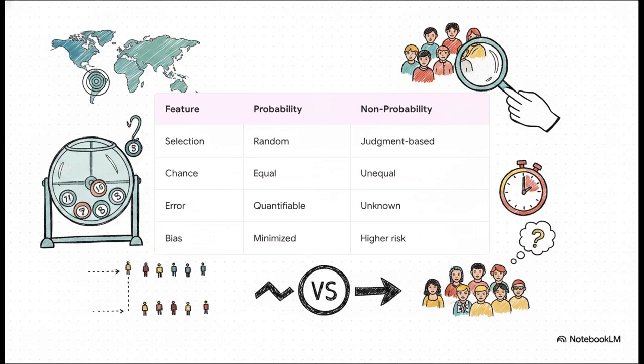On the flip side, we have non-probability sampling. This is deliberate, and it's heavily based on convenience. It relies on personal opinion or researcher judgment rather than pure chance. Now, while this definitely introduces some personal bias and makes it pretty much impossible to quantify the error, it is still widely used. Why? Because it is incredibly fast and highly accessible.